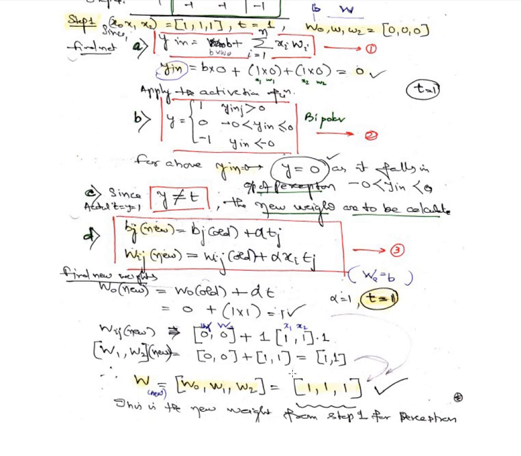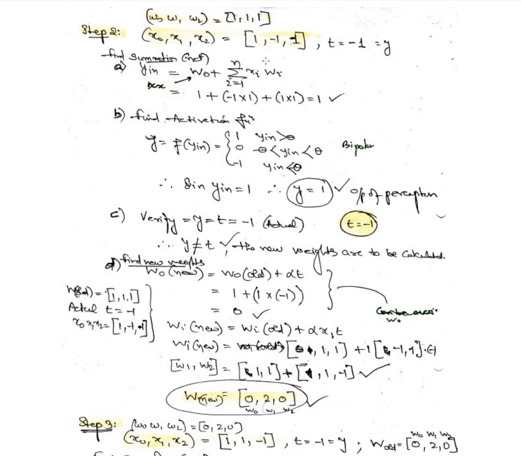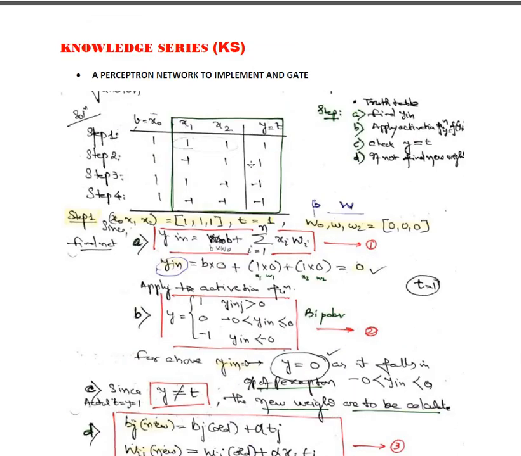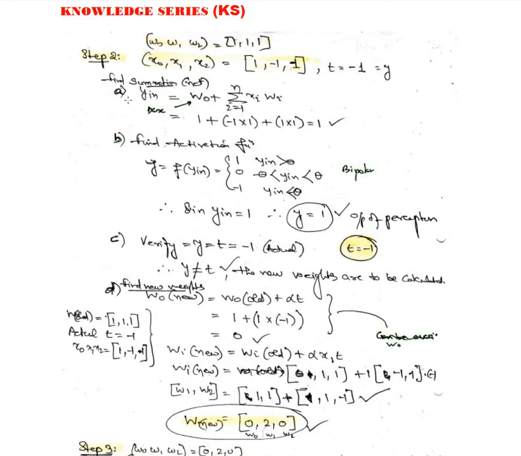Now once this change in weight has occurred, your decision line is shifting with respect to the next stage; the new decision line is going to be modified. Now you go to step 2. In step 2, what is your input? The second line, that is 1, -1 and 1. But what is the target here? The target is -1, so that is what we have written here, -1. Now again the summing is done: Yin is W0 plus this one.